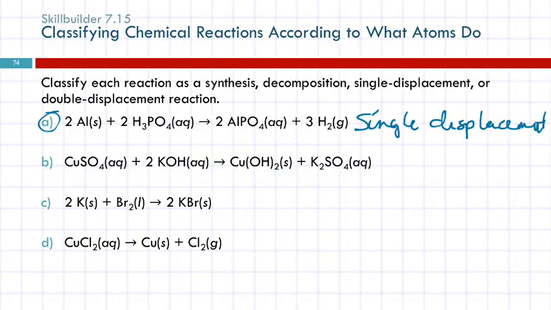Something like that. What about this one? Double displacement. Copper came with sulfate, copper's leaving with hydroxide. Potassium came with hydroxide and leaving with sulfate. They swapped partners. Double displacement. I'm just going to call that DD. I'm tired of writing all these letters. Double displacement. How about this one?